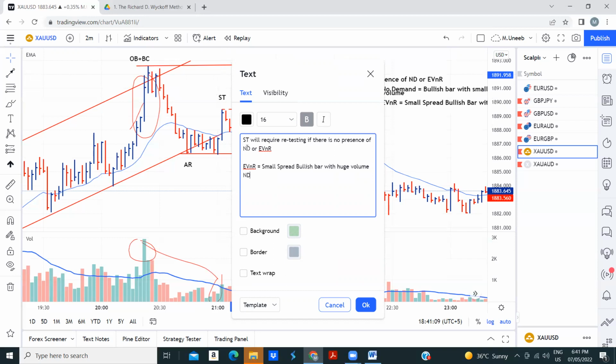Got it? No demand means, as I told you, a small spread bullish bar with volume lower than the volume of the previous two bars. Got it? Do you understand or not? I feel like you are confused here. I think I'm okay. You okay?